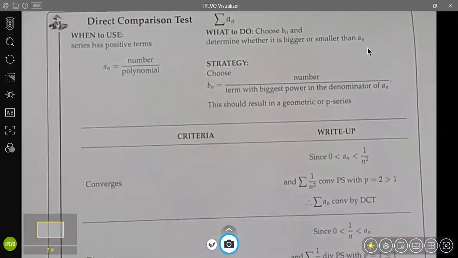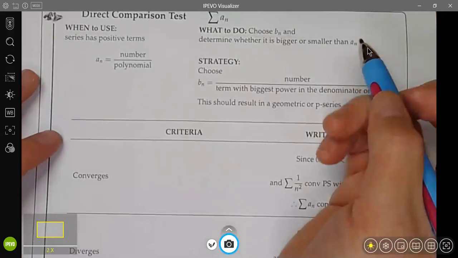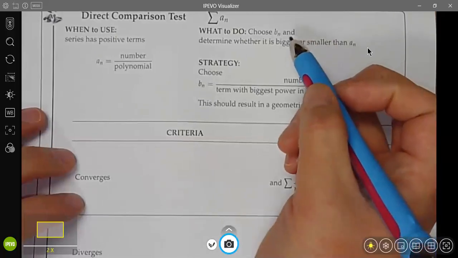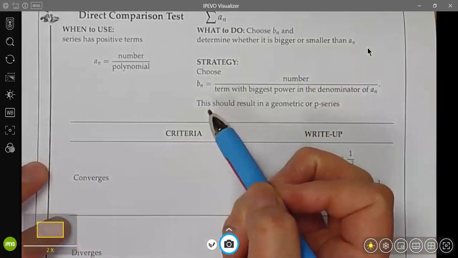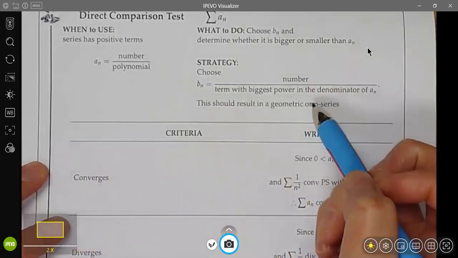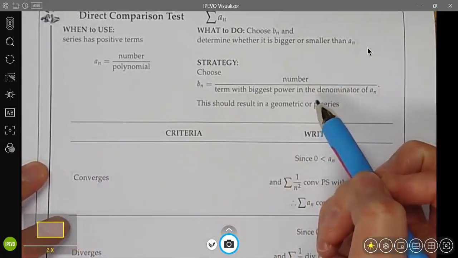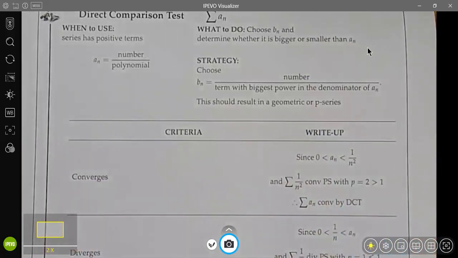You're going to call the series that you're given a sub n. And then what you're going to do is choose another series, b sub n. Your strategy for choosing b sub n is that generally you're going to choose the same number and put it over the term with the biggest power in the denominator of a sub n. Generally, this is going to result in either a geometric or a p series. So here's how this works.